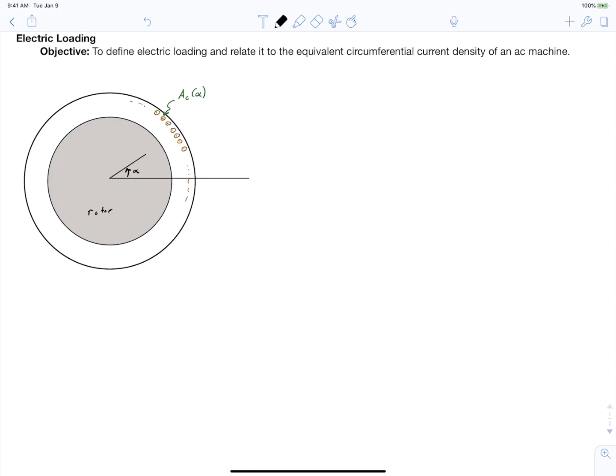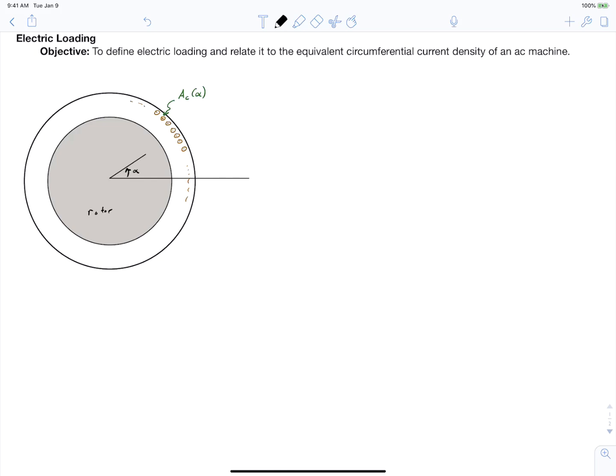The objective of this video is to define electric loading and relate it to the equivalent circumferential current density of an AC machine. We're going to start by considering an electric machine that has a circumferential current density on it, and we're going to build up to the concept of a linear current density when we unroll the machine and turn it into a linear machine.